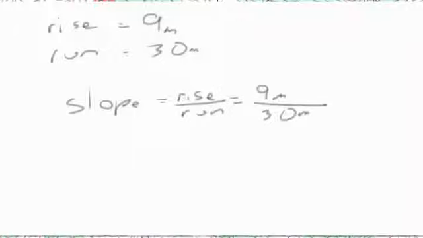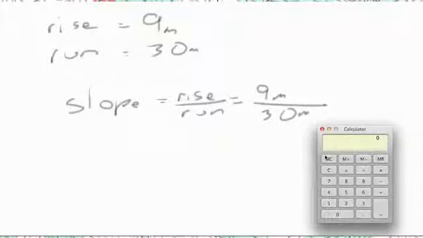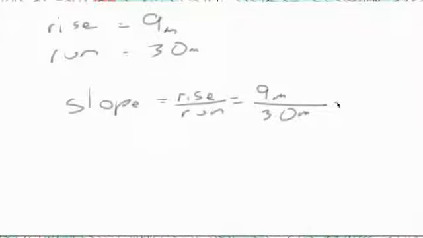Now if we want to calculate that out, let's bring in our handy dandy calculator and we'll take 9 divided by 30. That will give us 0.3. And that is the slope.